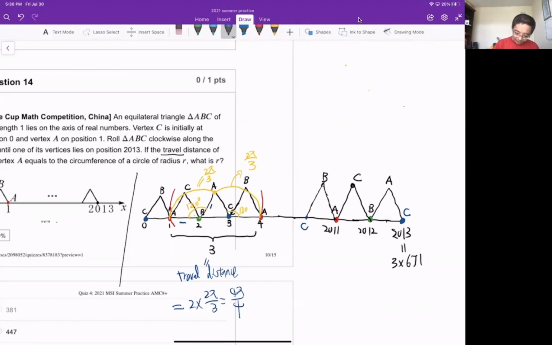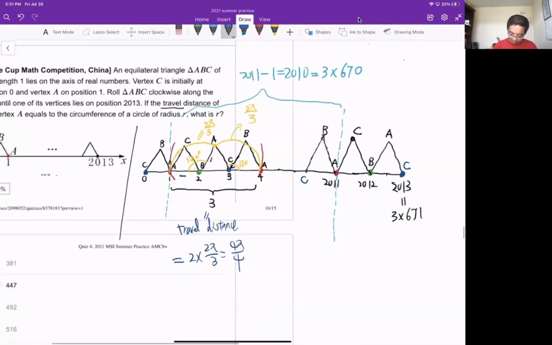Now, if we start from the side position and go all the way to here, you see the total along the horizontal is 2021 minus 1. That's 2020, right? Then we divide into 3, 3, 3, 3. How many 3s do we have? It's 3 times 67.